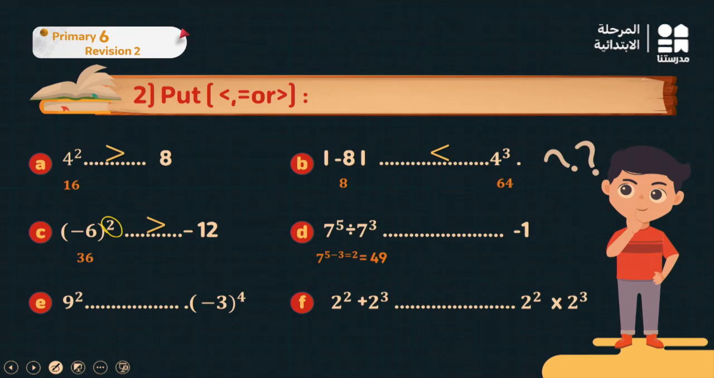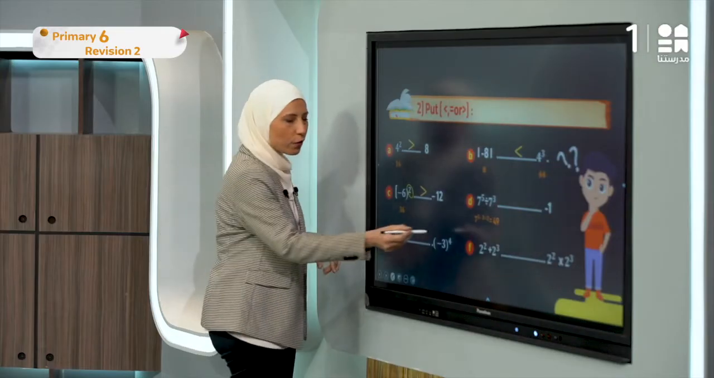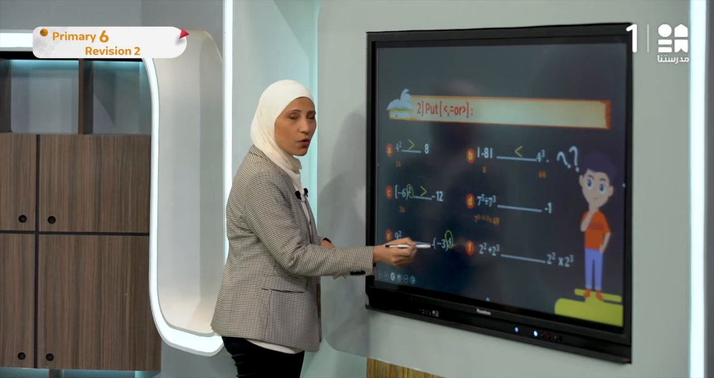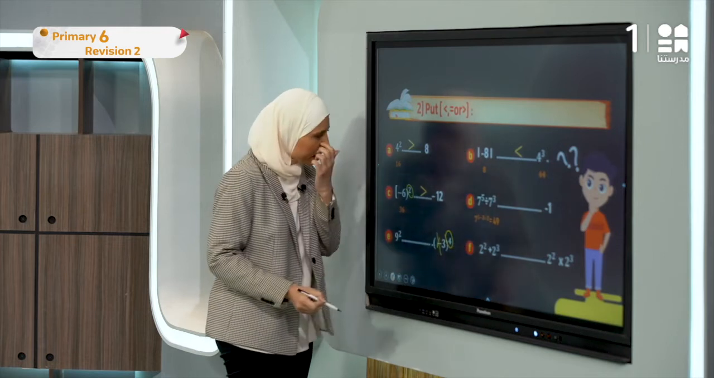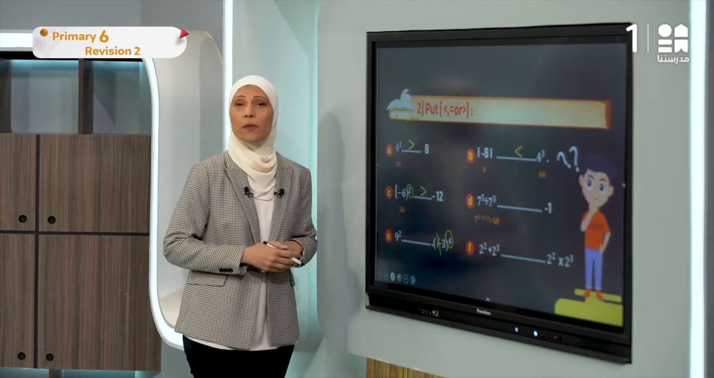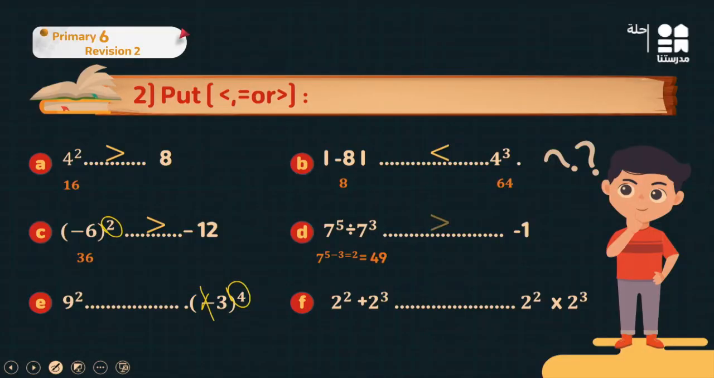Next, 9 to the power of 2 and negative 3 to the power of 4. Concentrate. 4, it's an even power. So the negative will be cancelled. It will have a positive base. So when you do it on the calculator, you will have 9 to the power of 2 give you 81. And also negative 3 all power of 4 give you 81. So the two sides equal. The two sides equal to each other.